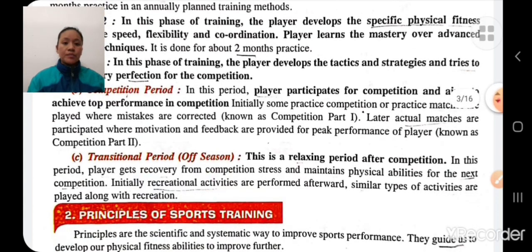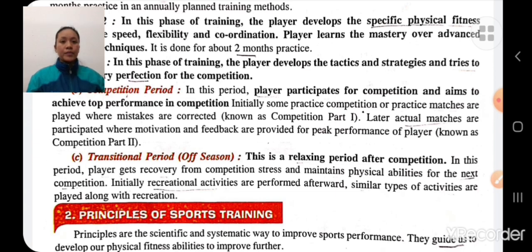Third is the transitional period, or we can say off-seasonal period. It is a relaxation period after the competitions. In this period, the players recover from the stress and tension of the competition, and we make the player ready for the next competition. We can make them relax through participating in some recreational activity or similar type of activity. In the relaxation period, we make the players fully recover from the competition stress and tension and make them ready for the next competition. These are the three periods of the training.